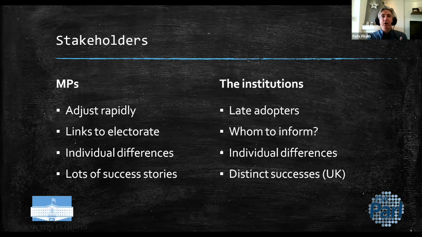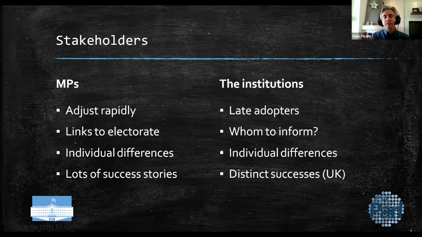MPs were among the first in the political sphere to see the dynamics of the new medium, the digital medium, and the dynamics of social media. So they have adjusted, many, not all, rapidly. They maintain strong links to the electorate by using these new communication channels. Obviously there are differences among different MPs, but a lot of success stories can also be identified.